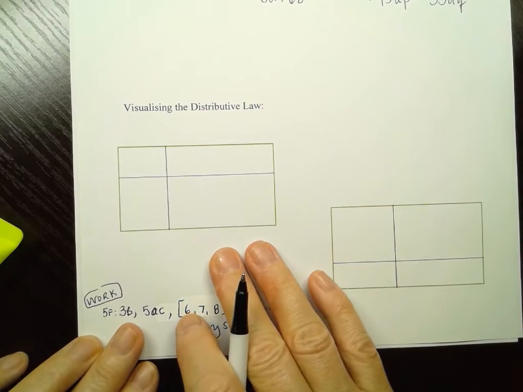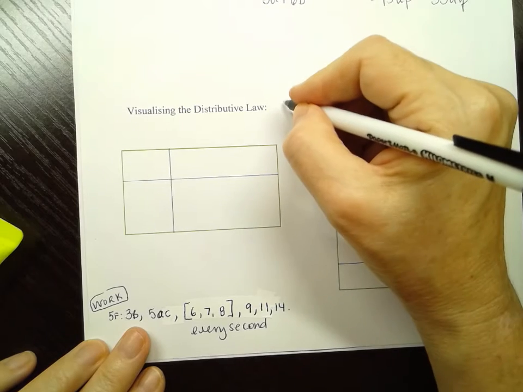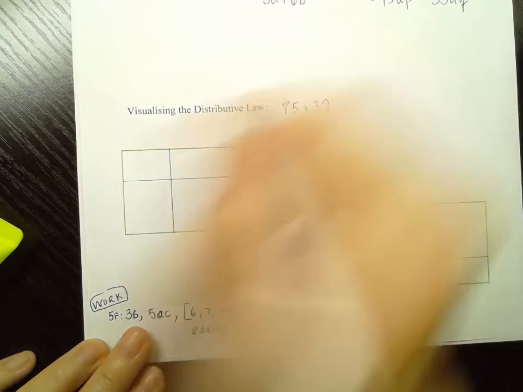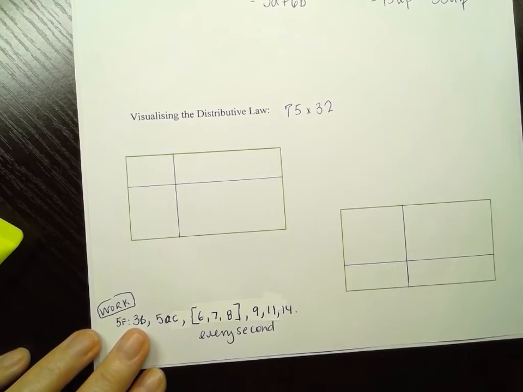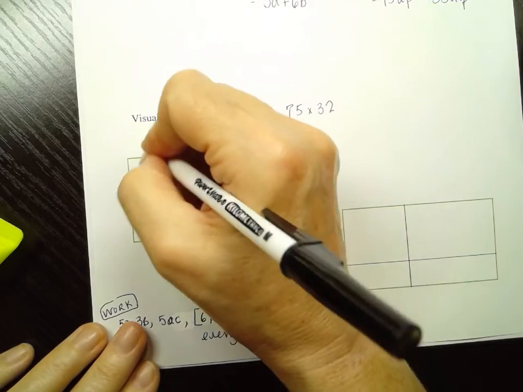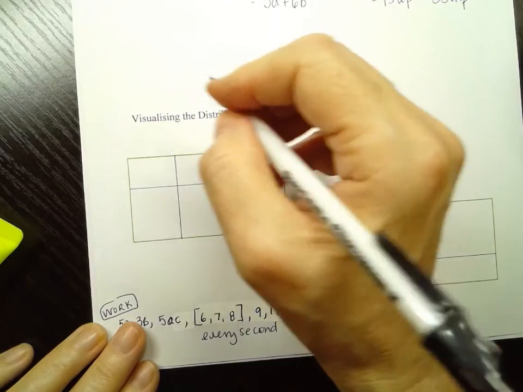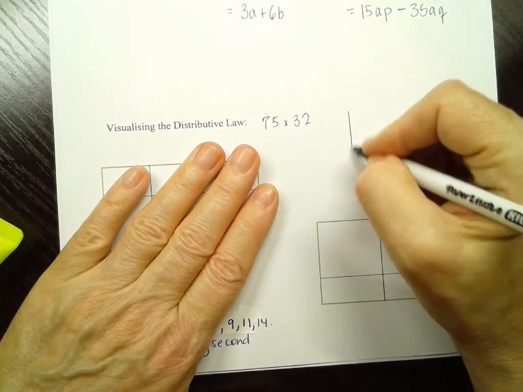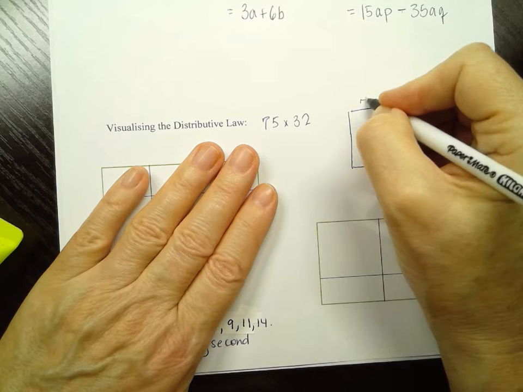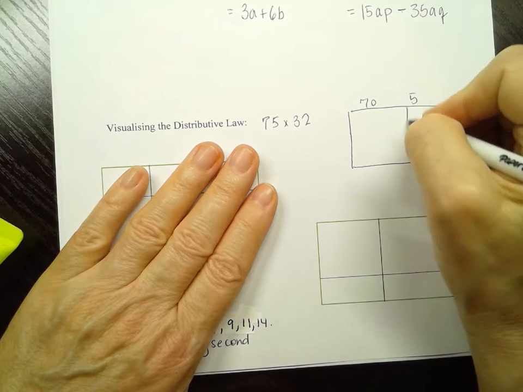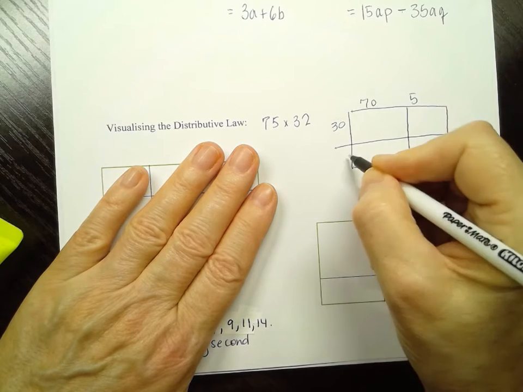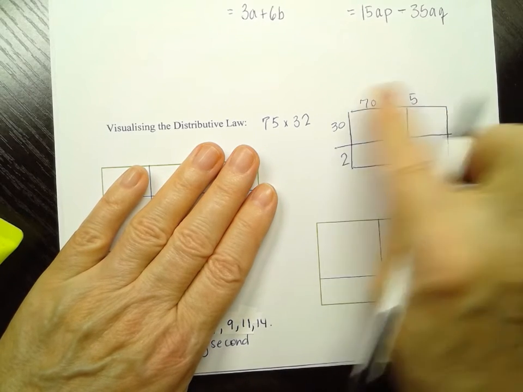Okay, now let's just do one where we visualize the distributive law. Ages ago in class, when we had to do something like 75 times by 32, I showed you a way to do that. It's a bad picture for that, so I'm going to do it right here. We went like this. We said this is 70, and this is 5, and this is 30, and this is 2. Okay, 75 and 32.